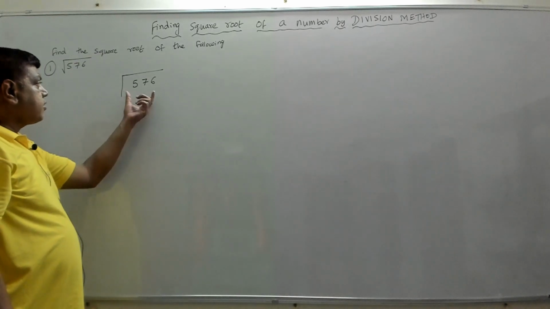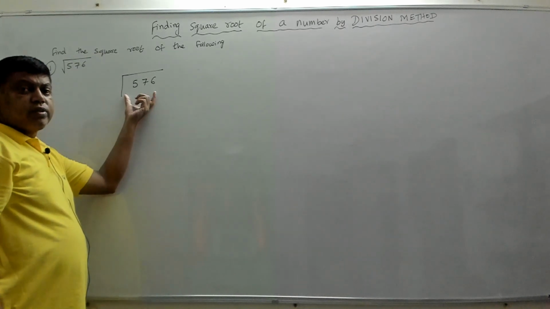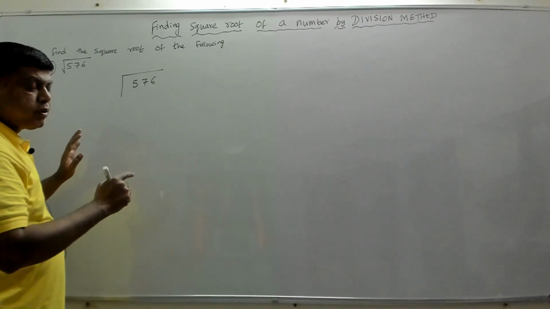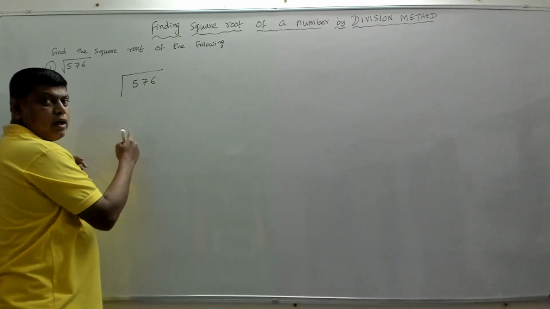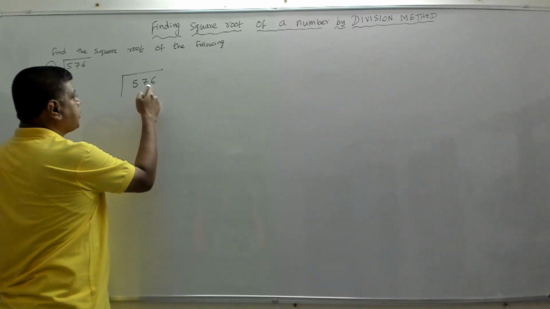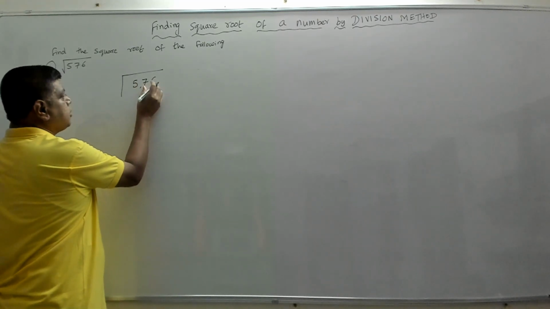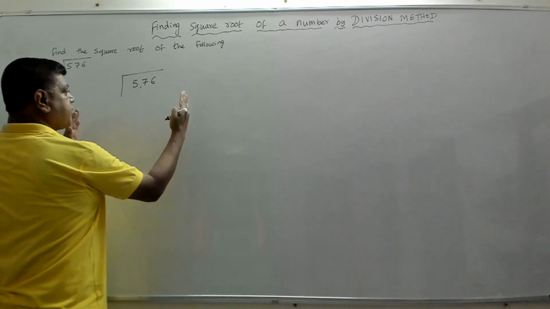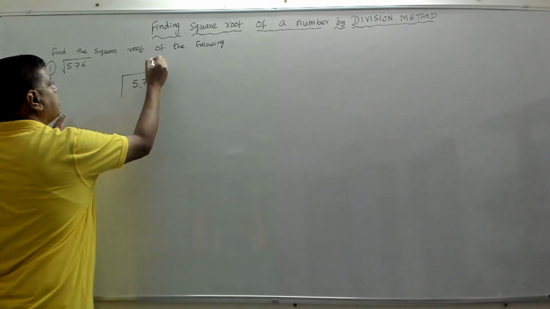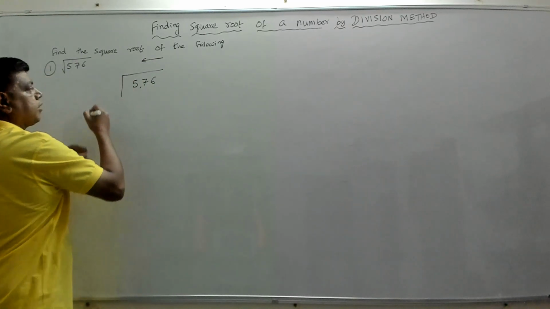Now to find the square root of this number using the division method, the first step is we must start pairing this number from right to left as two numbers. So take these two numbers, 7 and 6, 76. This is one pair. Like that, we should start pairing two numbers from the right side to the left side. In this direction, we should go.